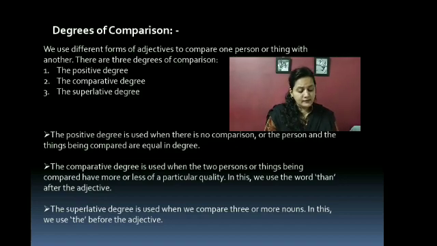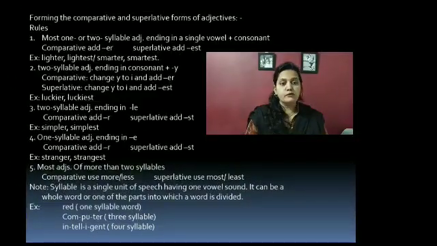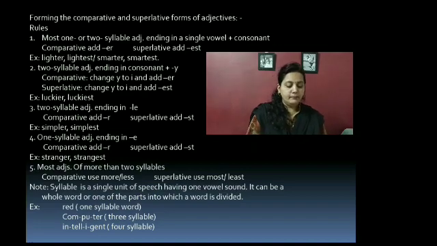Now there are certain rules on how to form comparative and superlative forms of adjectives. Let us see them also. First let me explain to you a new word, that is syllable. What is syllable? A syllable is a single unit of speech having one vowel sound.